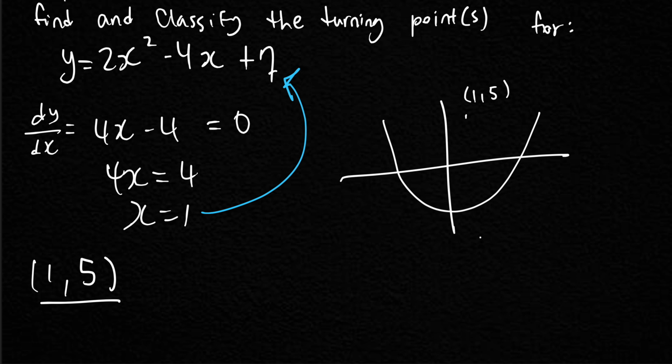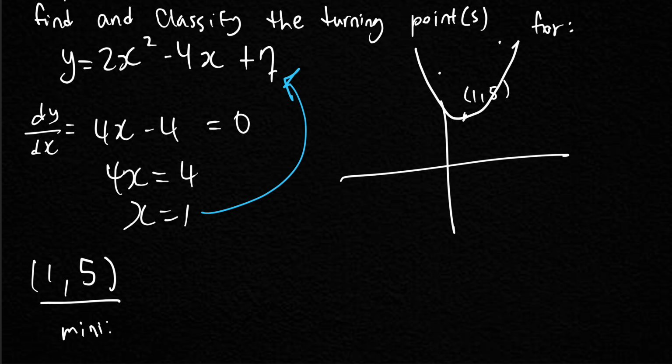And if you forget that in your exam, there's still another way. Just sub in any value for x. If x is 0, y would be 7, way up here. If x is 10, what would y be? 200 minus 40 plus 7, so it's still going to be way up here. So you know it's going to be somewhat this shape, meaning this will be the lowest. So this is going to be the minimum turning point. That's how you find and classify the turning points. Hope this helps. Thanks for watching.